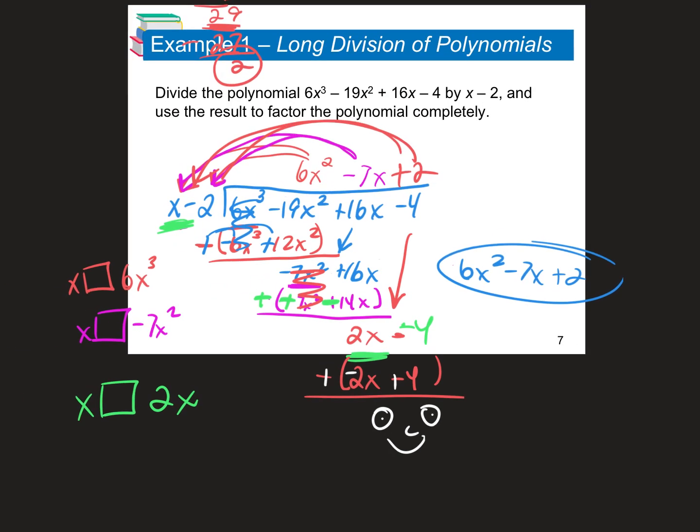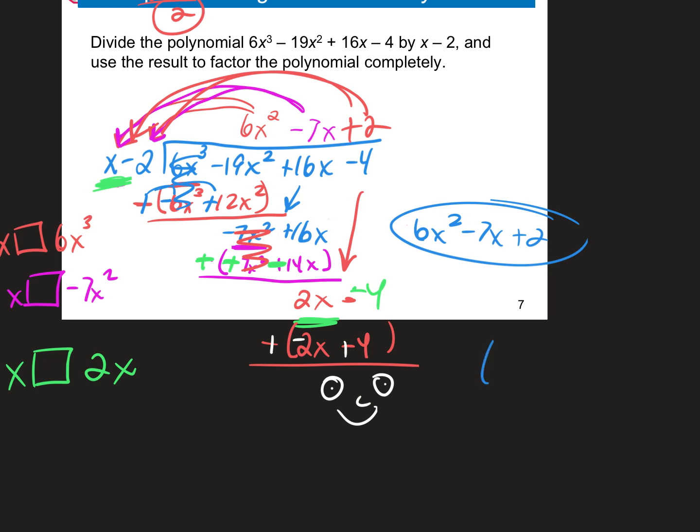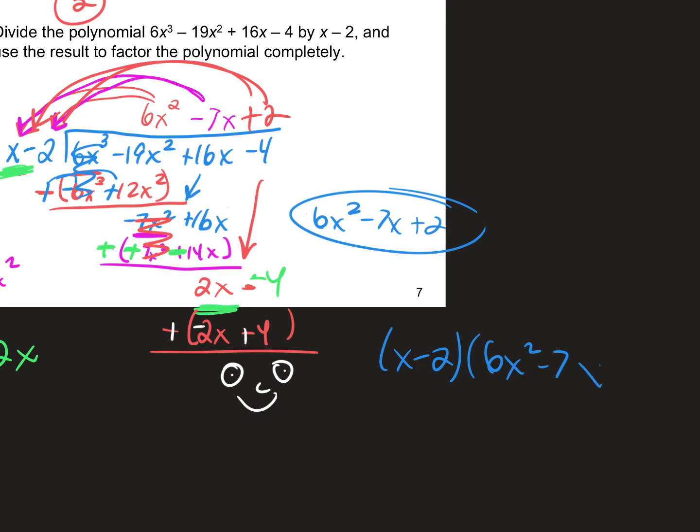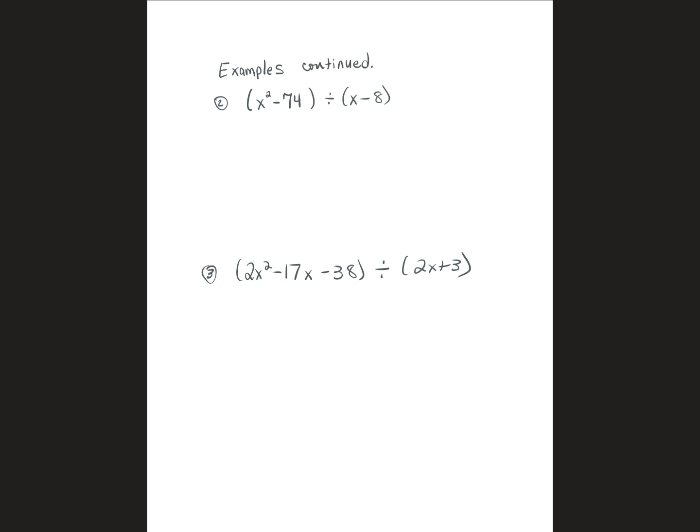Now, a lot of you like to check your work just to make sure. How could you check this? Okay, you could multiply. You could take x minus 2, which you divided by, and multiply it by your answer. And what should you get? You should get this polynomial here. Do you have to check it? No. Here's the opportunity for you if you want to. All right, let's do another one.